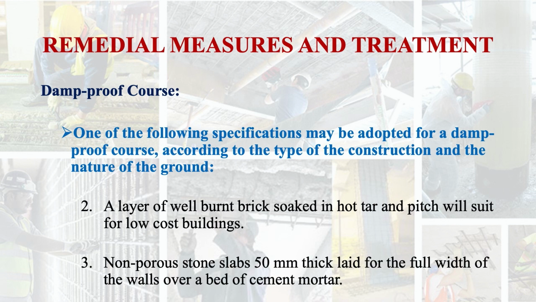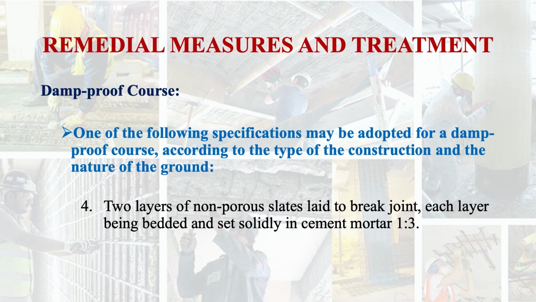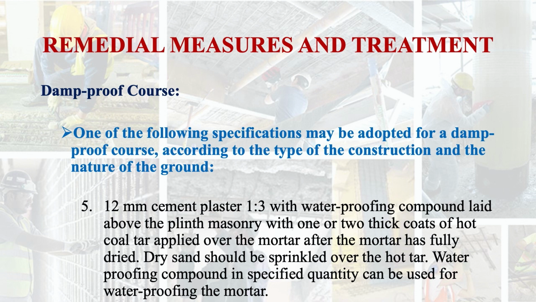Non-porous stone slab 50 mm thick laid for the full width of the wall over a bed of cement mortar. Two layers of non-porous slates laid to break joint, each layer being bedded and set solidly in cement mortar of 1:3. Next is 12 mm cement plaster, 1:3 with waterproofing compound laid above the plinth masonry with one or two thick coats of hot coal tar applied over the mortar after the mortar has fully dried. Dry sand should be sprinkled over the hot tar. Waterproofing compound in specified quantity can be used for waterproofing the mortar.